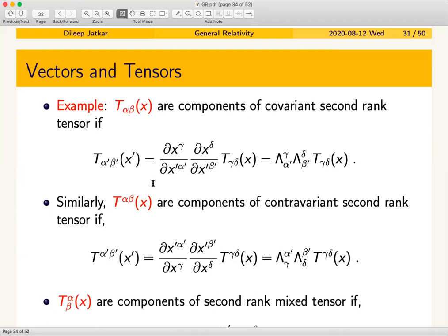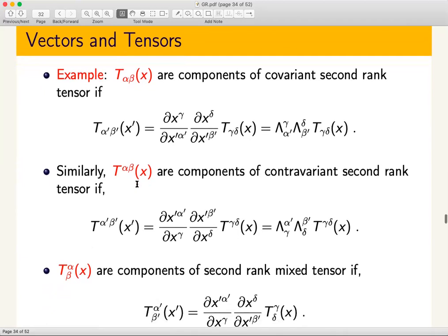Now notice one important thing here, which we'll talk about later also, and in fact we will use this fact several times throughout the course. This transformation property guarantees one thing: that if T gamma delta is equal to 0, say in some coordinate system, then that object is 0 in every other coordinate system. So a tensor has a property that if it is non-zero in some coordinate system, then it is non-zero in all other coordinate systems, and if it is 0 in one coordinate system, it is 0 in all.